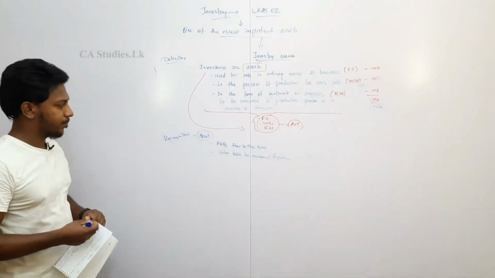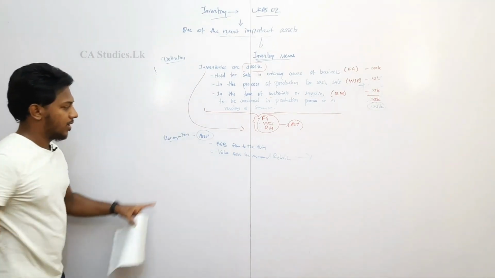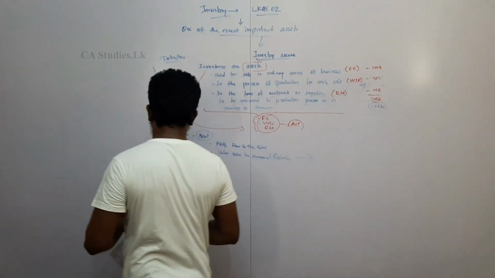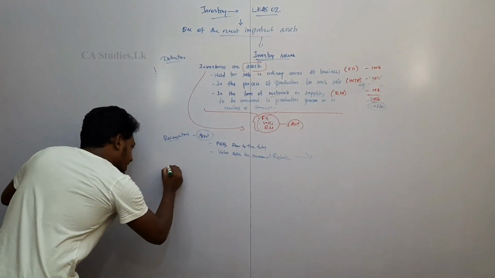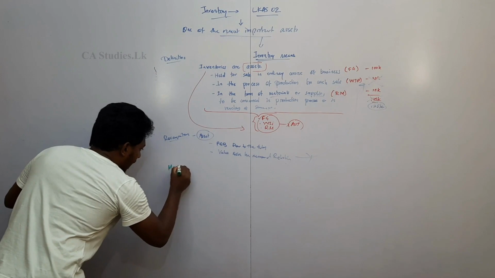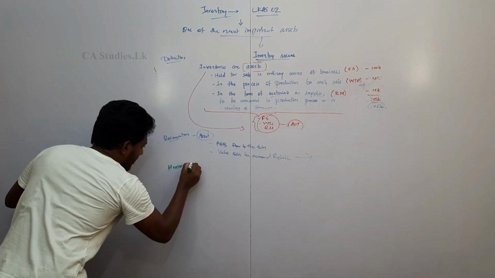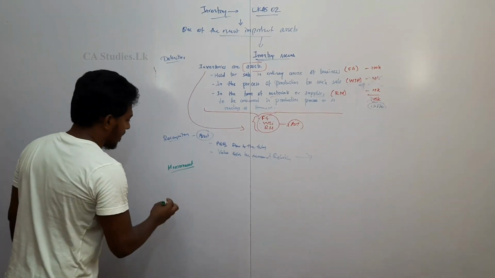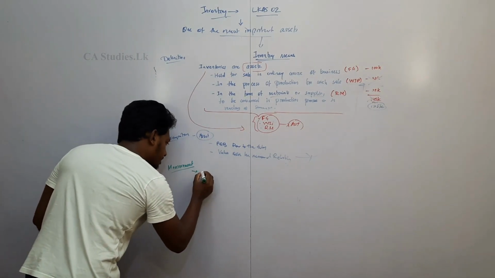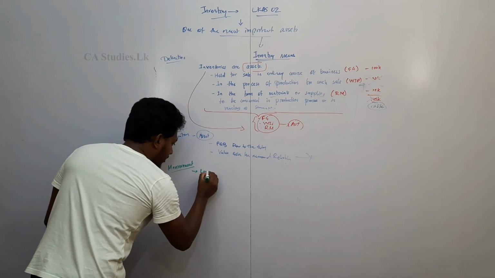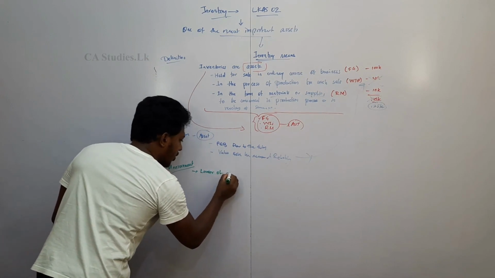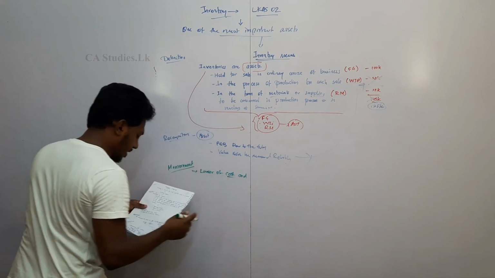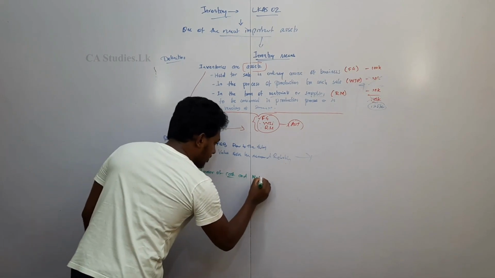Now, say this is also passed. The final one is measurement. Measurement, I am taking a different color. Measurement is very important. If measurement cannot be done properly, the value will be an error value, right? Measurement should be at the lower of cost and net realizable value.